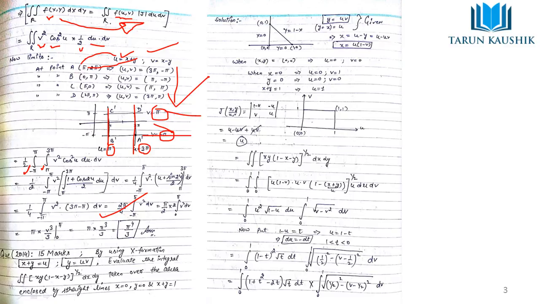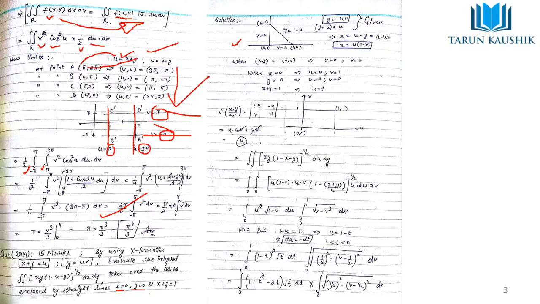Next question, in 2014 for 15 marks. Using the transformation x plus y equals u and y equals uv, evaluate the integral of xy into (1 minus x minus y) raised to the power 1 by 2 dx dy, taken over the area enclosed by the straight lines x equals 0, y equals 0, and x plus y equals 1. So it becomes a triangle, because x plus y equals 1.